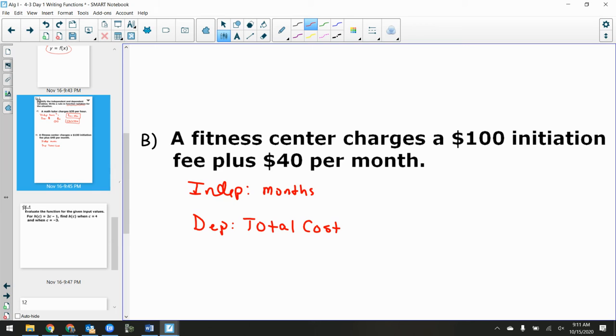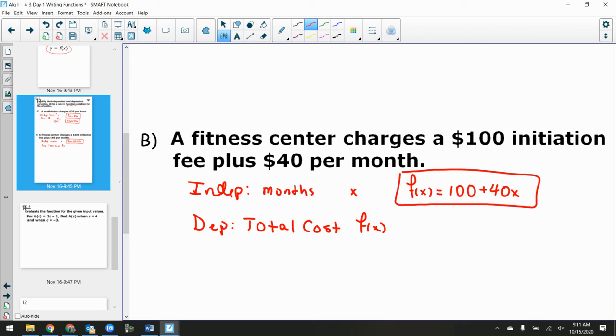Okay. So let's be boring. Let's say x and f of x. If my equation is $100 plus $40 per month, 40x, here's my equation in function notation. f of x is equal to 100 plus 40x. Before today, we probably would have said y equals 100 plus 40x. But now, since we know it's a function, we can use this special notation.